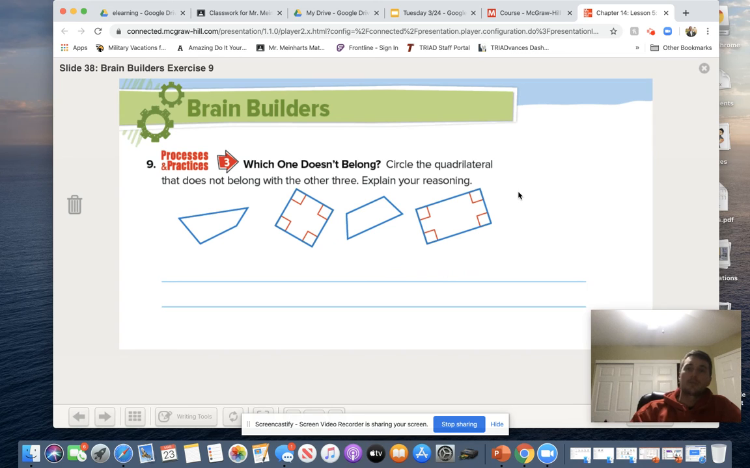All right. Circle the quadrilateral that does not belong with the other 3 and explain to me why it does not belong with the other 3. Do that now. Pause the video.